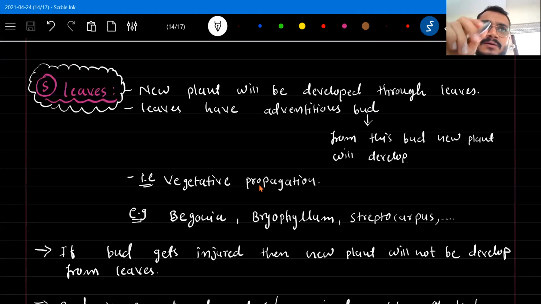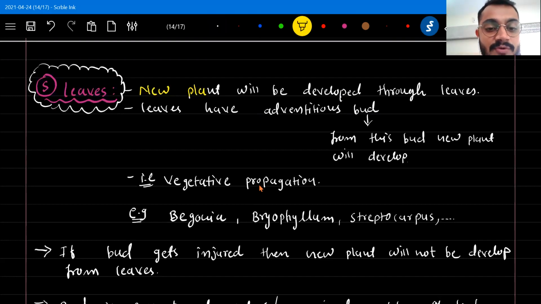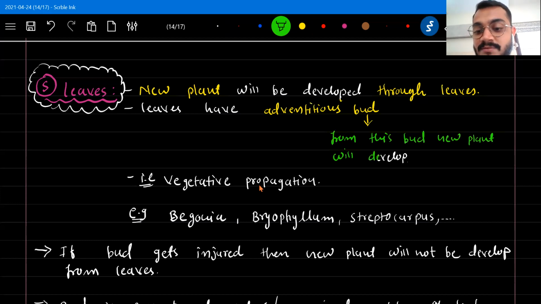The brahma kamal can be grown from its leaf. You can cut a portion of the leaf from that plant and plant that leaf into the soil, and that leaf will give rise to a new plant. So the new plant will be developed through the leaves. Why? Because these leaves have adventitious buds, and from this bud the new plant will develop.